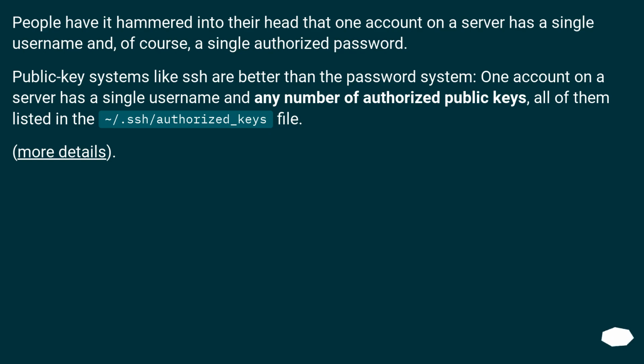People have it hammered into their head that one account on a server has a single username and, of course, a single authorized password. Public key systems like SSH are better than the password system. One account on a server has a single username and any number of authorized public keys, all of them listed in the ~/.ssh/authorized_keys file. More details.